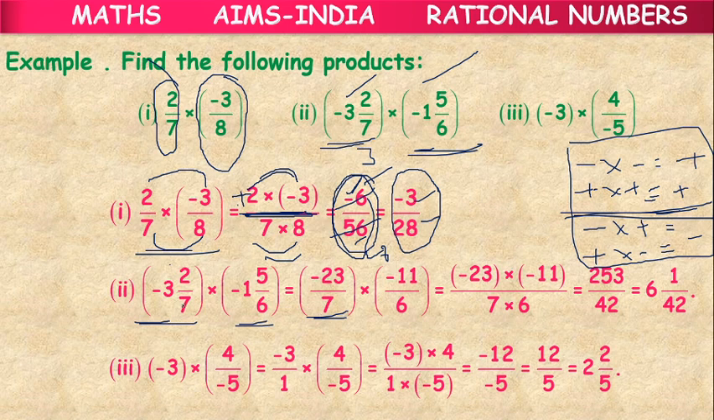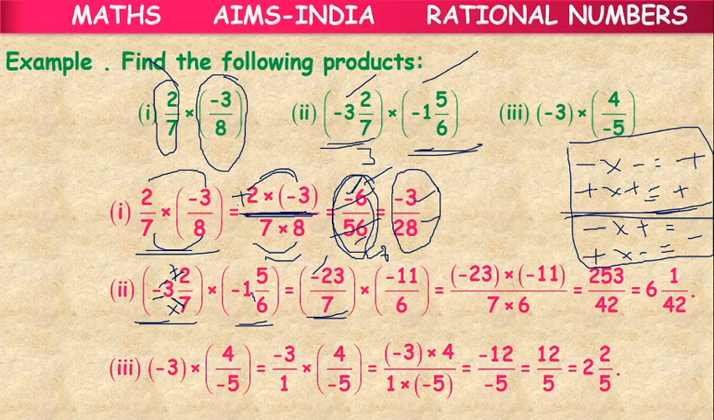How to change 7 3 times? 7 times 3 is 21. We have to multiply, then add 2. First we multiply, then we add. 7 times 3 is 21, plus 2 is 23, so 23 by 7. The symbol should be the same as the given rational number. So minus 23 by 7.